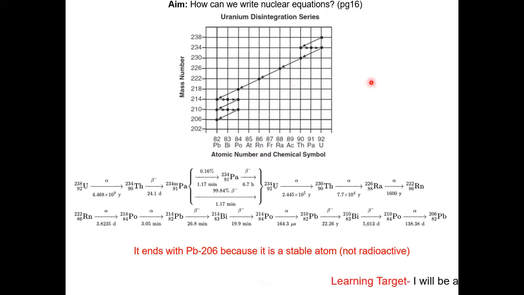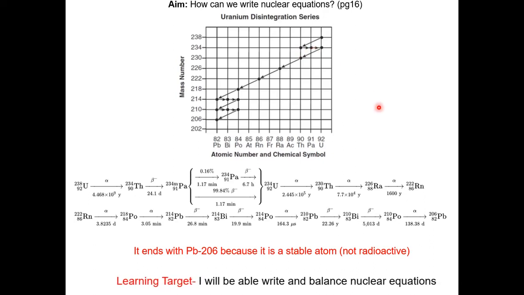You may notice a pattern in the decay series. The sloped lines represent alpha decay. The flat lines going from left to right represent beta minus decay. Flat lines going from right to left represent beta plus decay.